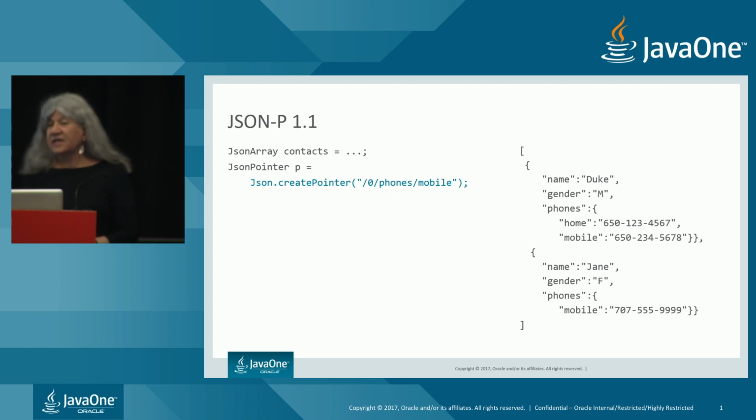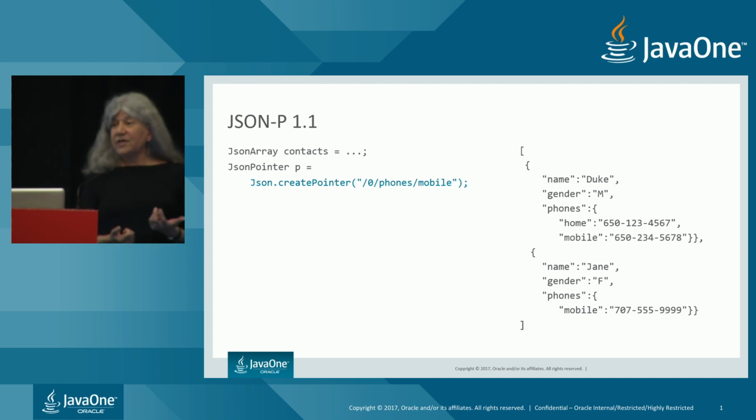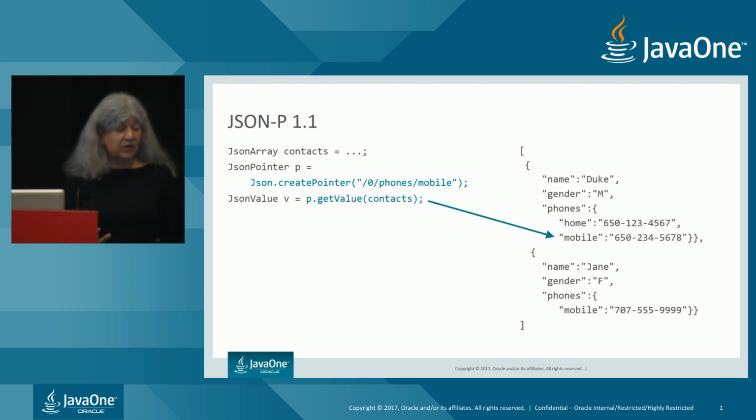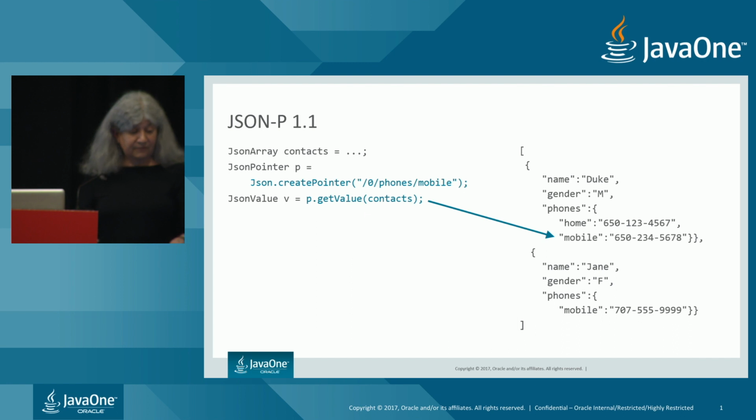So if we look at a simple example, we're creating a pointer. We have a document, a JSON array, on our right, and it has two elements, one representing Duke, the other representing Jane. They have phone numbers and so on. So we create a pointer. The pointer at this point is just a pointer. It's not yet referencing into our document. To do that, we pass the reference to the JSON document as an argument to the getValue method of the pointer. And then we use that to extract the relevant value.